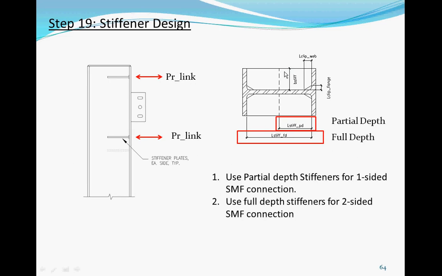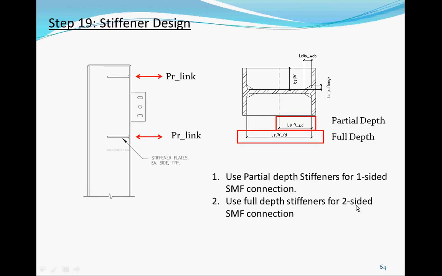Okay, so the picture here shows two different ones. One of them is called partial depth, one of them is full depth. Partial depth is what you're looking at in the drawing here. The full depth goes all the way. Typically for one-sided connection, you could use a partial depth. Or if you have connections on both sides, then you need to go with a full depth stiffener. So full depth, partial depth for one side, full depth stiffener for two-sided connections.